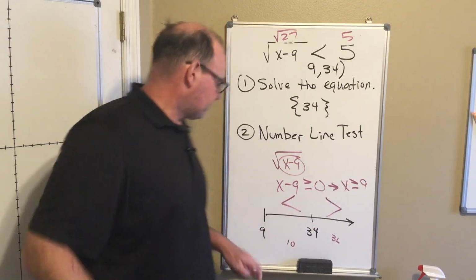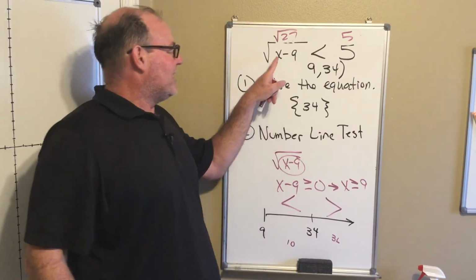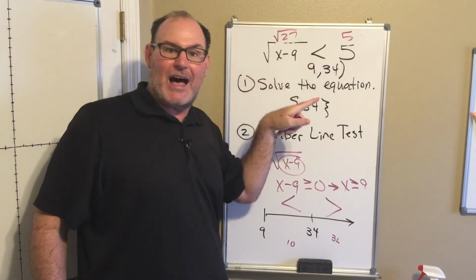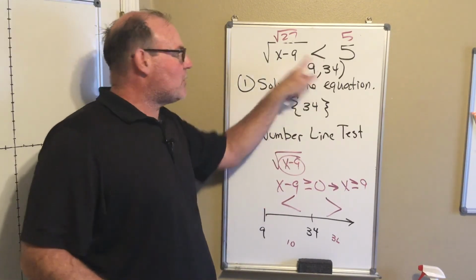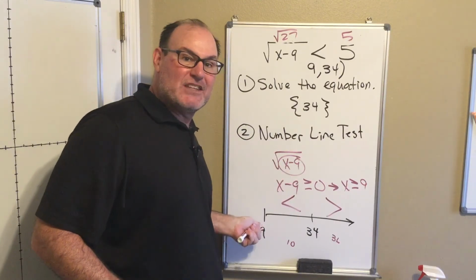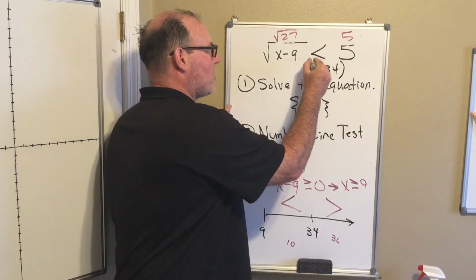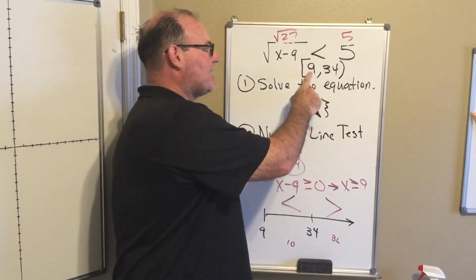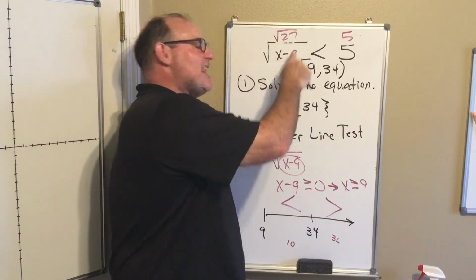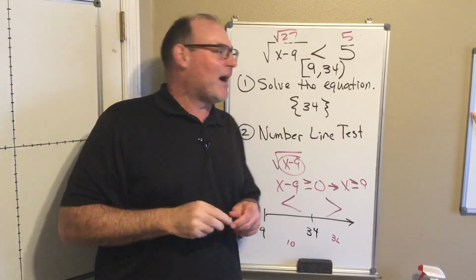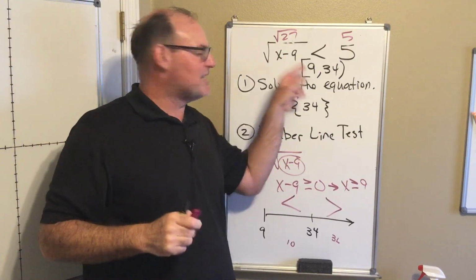Here's the thing. When I put 9 in, 9 minus 9 is 0. 0 is less than 5. So I know that there's no equal in this, but because of the limited domain, and the domain starts at 9, this is going to have a bracket. So test that for yourself. If I plug 9 in, 9 minus 9, I get a value on the left that is less than the value on the right. And so my solution to this inequality is 9 to 34.